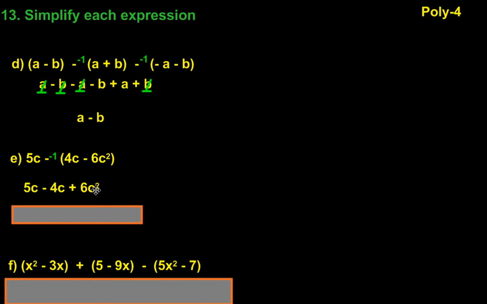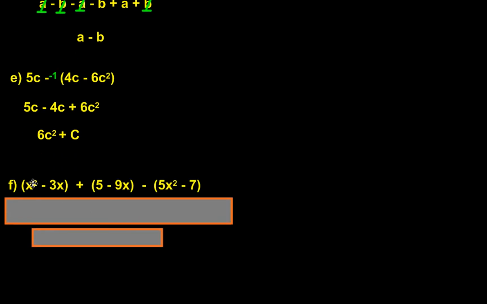But because I need to put them in descending order, I'm going to put the 6c squared first. And lastly, for number 13, we have f, which is x squared minus 3x plus 5 minus 9x minus 5x squared minus 7. So the first two are adding, and then we have a subtraction, which means that we're going to multiply that by -1 to get the additive inverse.